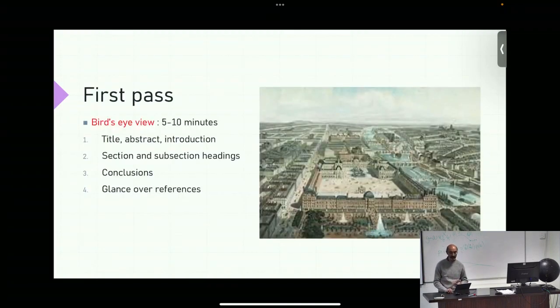So first pass, you're getting a bird's eye view. It should take about 5 to 10 minutes. And you just read the title, abstract, introduction. You read the section and subsection headings, the conclusions, and you glance over the references. You're just kind of riffing through it, seeing what's there. And if you have been in the field for a long time and you've seen this kind of stuff before, you already have a pretty good idea by this time what the paper is all about.